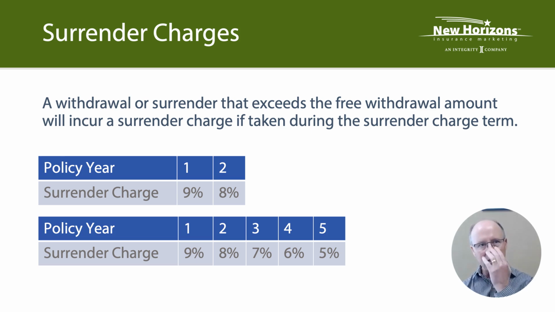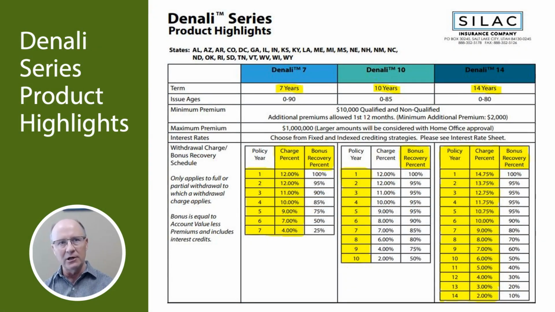This next one is branded by one of our carriers, and it would be an example of a FIA, a fixed indexed annuity. You can see in the yellow that the first column is a 7-year. This is pretty typical: a 7-year, a 10-year, a 14-year. Where Jason's arrows are, you can see the surrender costs as you go. On the 7-year, it's 12 in the first year, 12 in the second year, then 11, 10, 9, 7, 4.